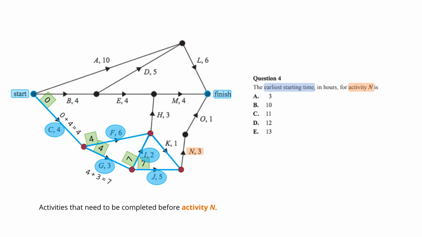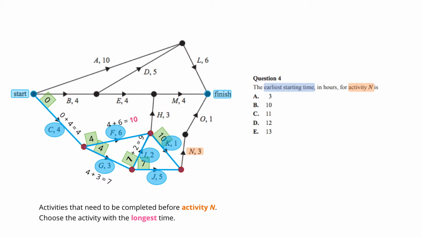Following activity F, we have 4 plus 6 equals 10, and following activity I, we have 7 plus 2 equals 9. We have to choose the activity with the longest time in order to determine the earliest starting time for activity K. That is 10, so the earliest starting time for activity K is 10.